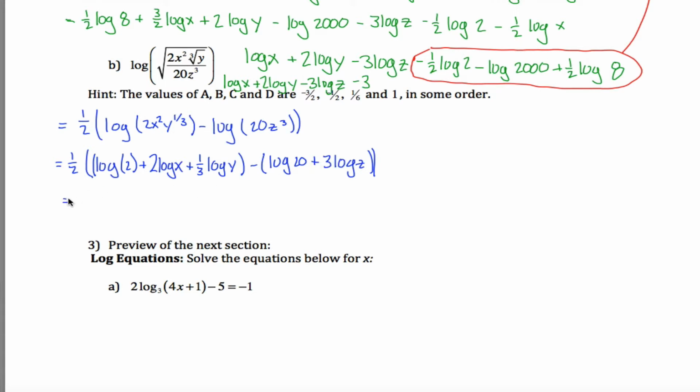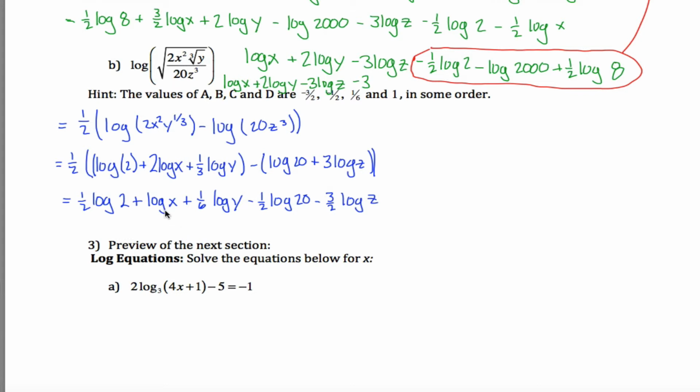So what that gives me when the dust settles is I get 1/2 log, what is that, a 2? Plus 1/2 times 2 is just 1. So I got 1 log x. Plus 1/2 times 1/3 is 1/6 log y. 1/2 times log 20 would be 1/2 log 20, but I got the negative also to deal with. So I have minus 1/2 log 20. And then I have the 1/2, the negative, and the 3 gives me minus 3/2 log z.